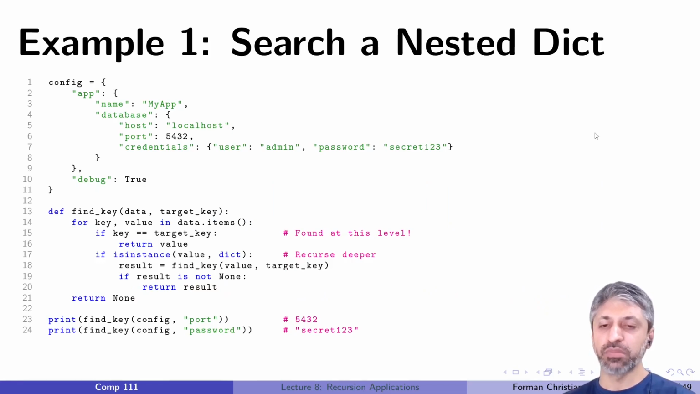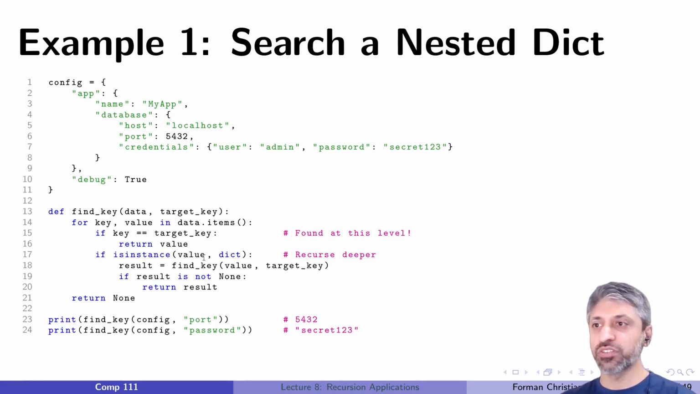Here's a real-world example. At the top, from line number 1 till 11, this entire thing is essentially a deeply nested dictionary. It's a dictionary inside dictionary inside dictionary. So look at the credentials here. That is nested inside the database dictionary, and the database dictionary is nested inside the app dictionary.